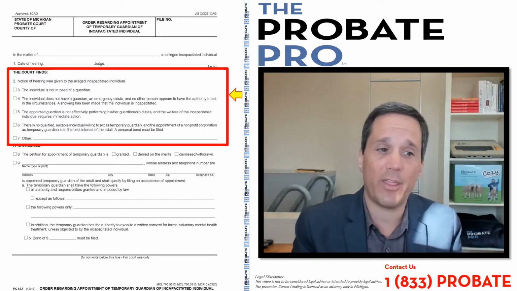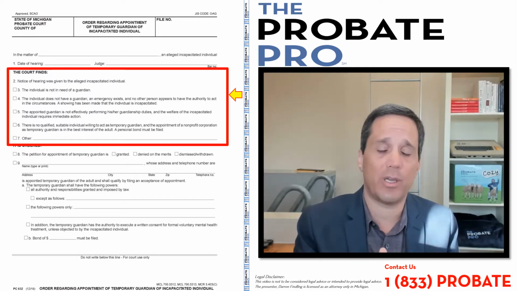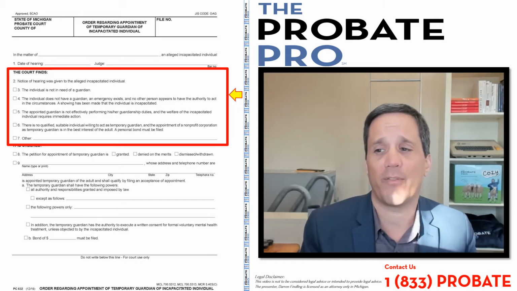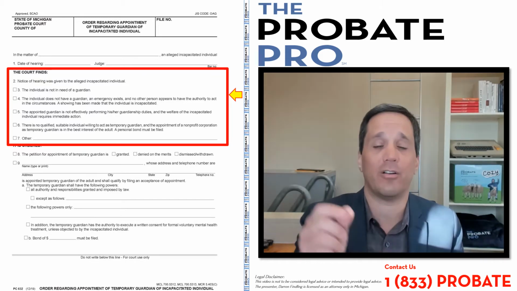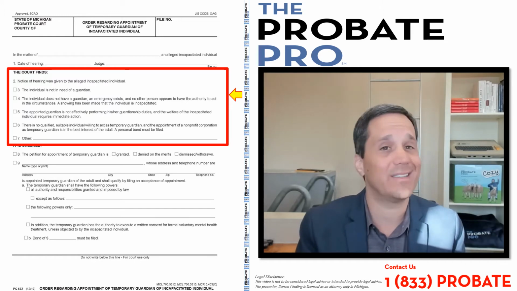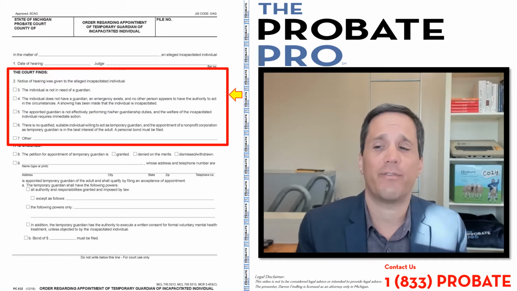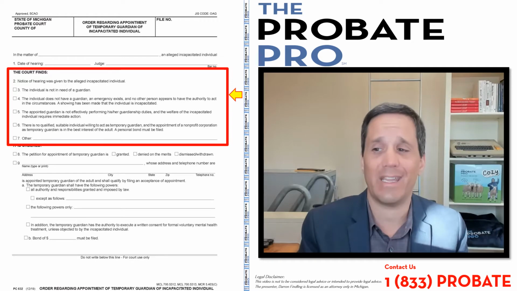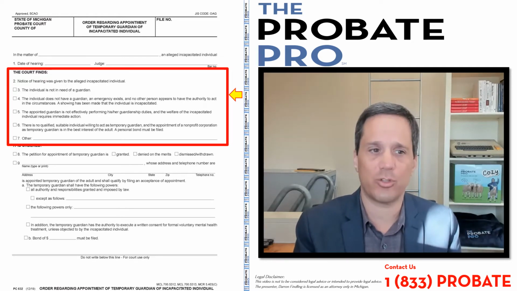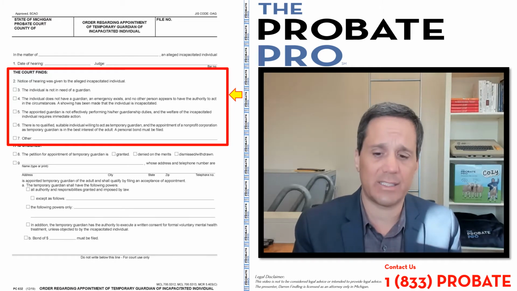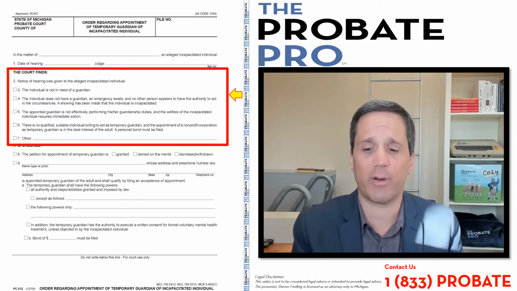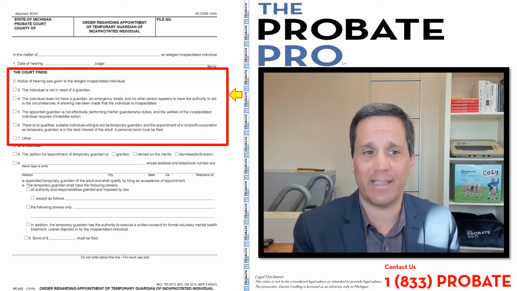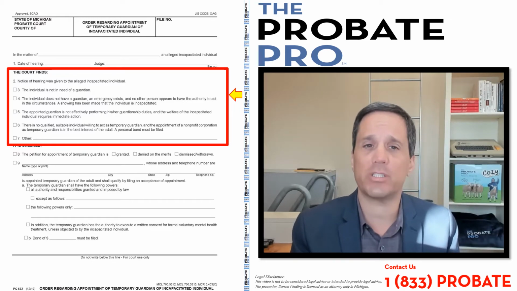So let's work our way through the form, continued our way through it. Section 3 provides that this would be a denial by the court if the individual is not in need of a guardian. Section 4 provides the individual does not have a guardian, but an emergency exists. So there's some imminent circumstances that are affecting that individual. Maybe there's a health crisis that's going on, an accident that has occurred, and no other person appears to have the authority to act in the circumstances.